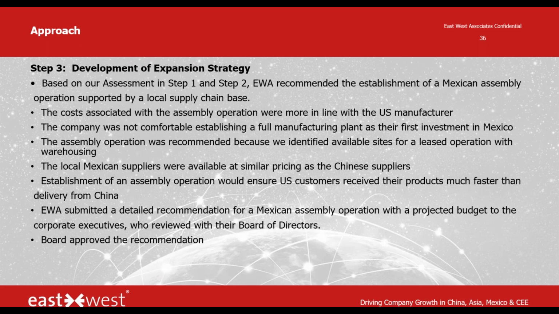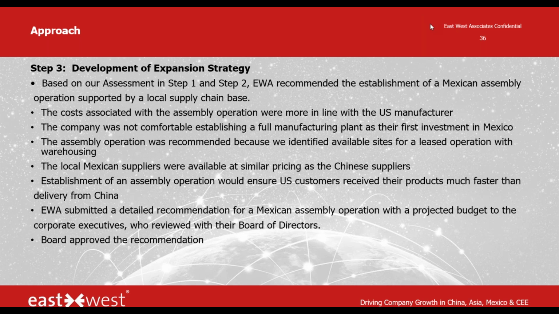So based on what we learned in steps 1 and 2 about assessing both Mexico and our client, we were able to find that some assembly operations were in line with what they thought they could do, and in line with what they were doing in China. They didn't really want to jump in with a full manufacturing facility, so we recommended available sites for lease operations and warehousing.